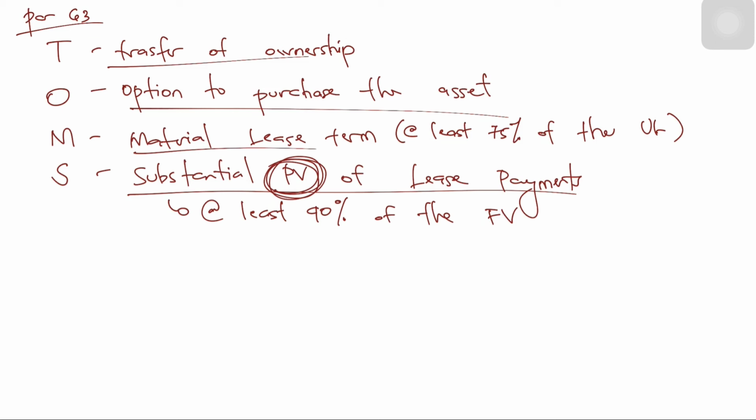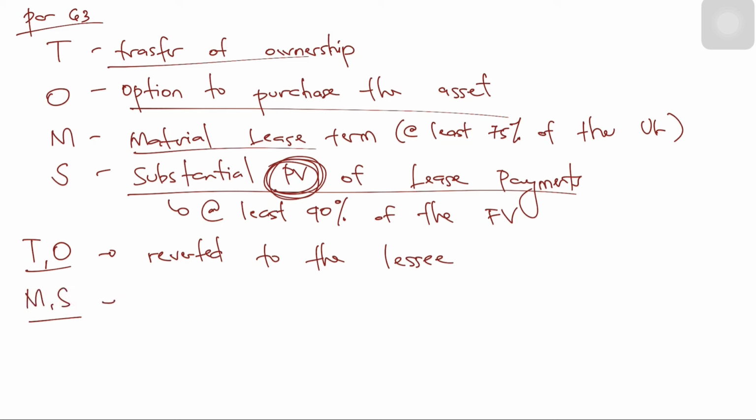Nagkakaintindihan ba? Ngayon, ganito. Asahan mo na kapag letter T or letter O tayo, the asset will be reverted to the lessee at the end of the lease term. Ibig sabihin, hindi na babalik yung asset kay lessor. Okay? Pero kapag letter M at letter S po tayo, the asset will be reverted back to the lessor. Ibig sabihin, babalik kay lessor yung asset.